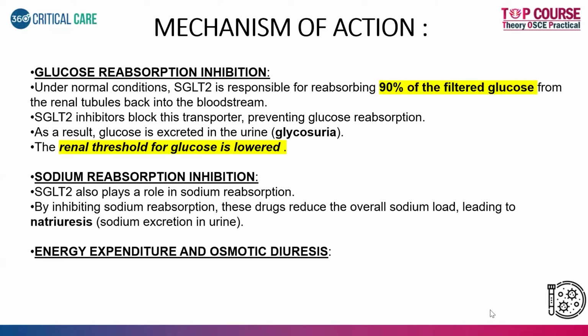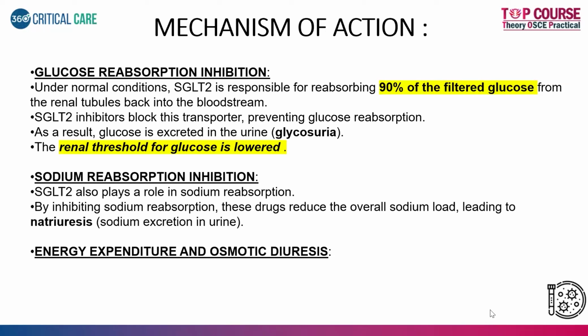Under normal conditions, in a normal patient, SGLT2 is responsible for reabsorbing roughly 90% of the filtered glucose from the renal tubules back into the bloodstream. But if you give these patients an SGLT2 inhibitor, it prevents this glucose reabsorption from the proximal tubules and causes glycosuria. Essentially, it reduces the renal threshold for glucose. And along with this, we said it is sodium glucose, correct? Both of them are involved.